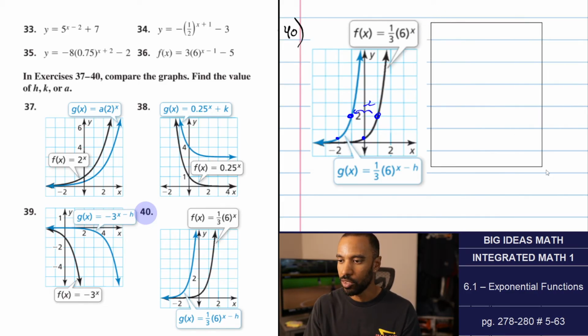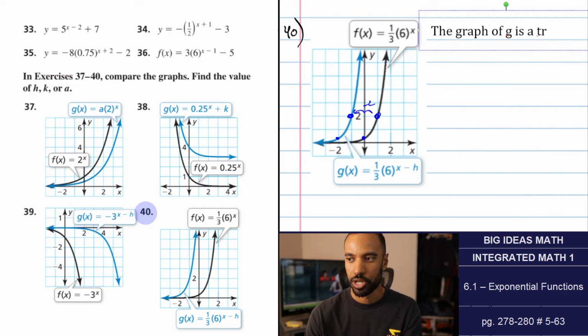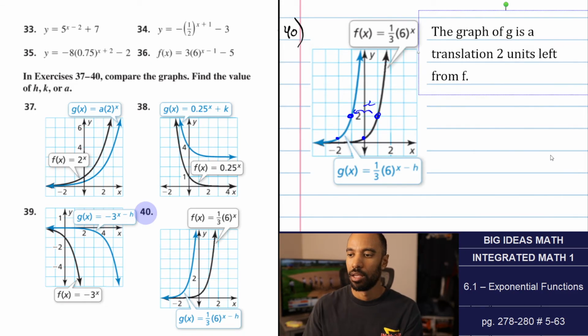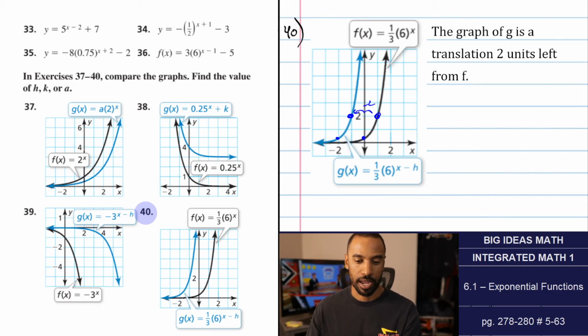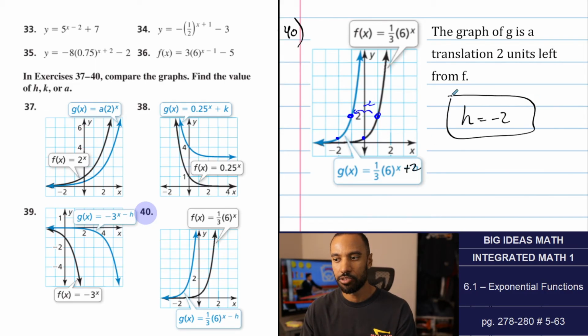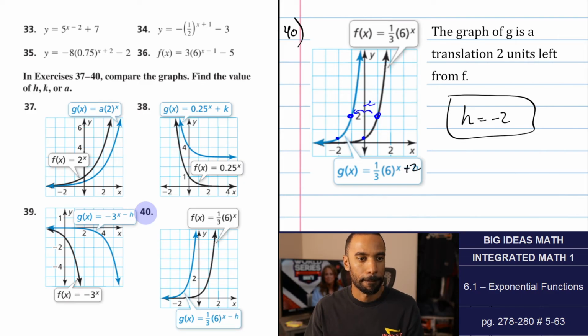So the graph of G is a translation 2 units left from F. Therefore, h is -2. Now, when it comes to writing the equation, not that we're actually writing, but I want to give the idea. Subtracting -2 will turn into a +2 in the equation. The h value, though, is negative 2, right? That's how it works. 2 units left, that's h. Okay.